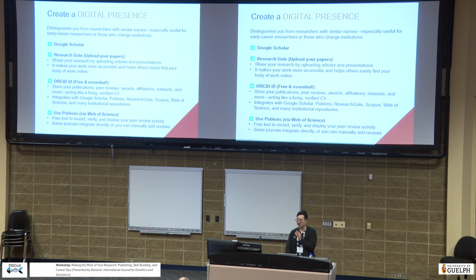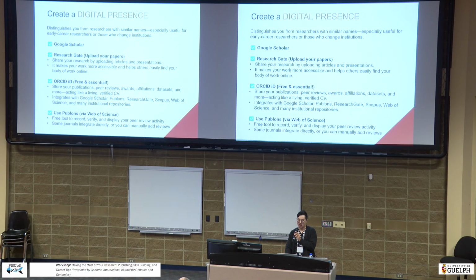ResearchGate, I feel like, is becoming more and more popular across academics. It's also a place where you can upload your papers. So other folks who are interested in your work can easily access and read your manuscripts without having to click a bunch of links and find your work elsewhere. ORCID ID is, again, quite popular as well. A lot of funding agencies now require you to have some kind of ORCID ID when you apply for funding. Again, it's just kind of like an online CV. You can list your publications, if you've done any peer review work, awards, affiliations, things like that.